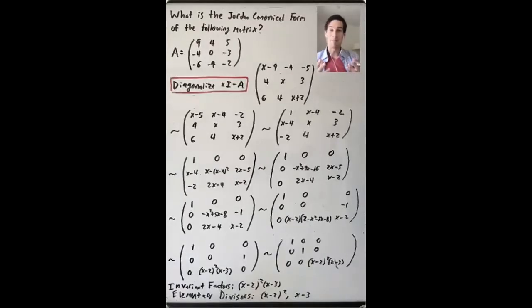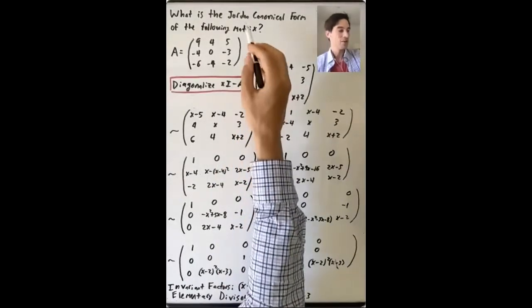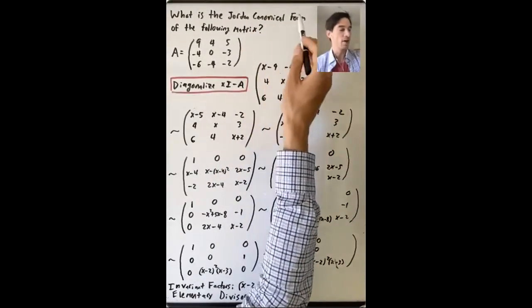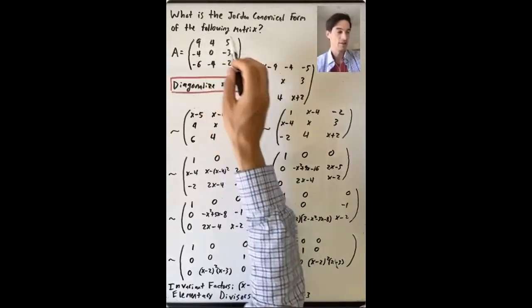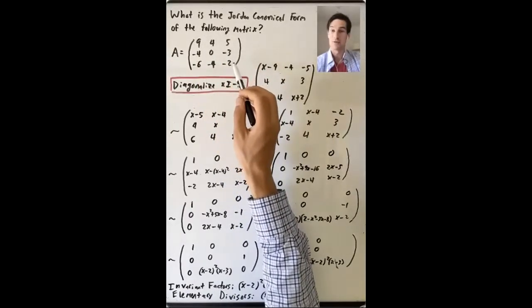Let's discuss an example about finding the Jordan canonical form of a matrix. This example comes from the very beginning of chapter 12, even before section 12.1 actually begins. The question is, what is the Jordan canonical form of the following 3x3 matrix? So we have this matrix A, and we want its Jordan canonical form.